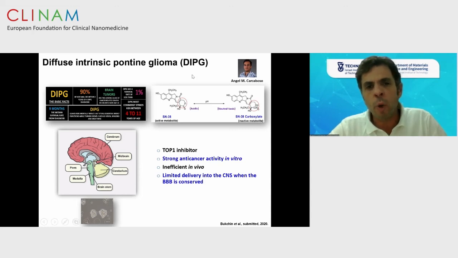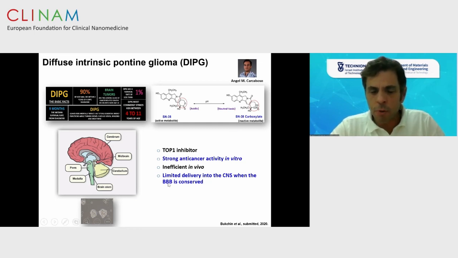And in this project, we were especially interested in delivering the anti-cancer drug SM38, which is a camptothecin, a very potent anti-cancer drug, which kills diffuse intrinsic pontine glioma cells in vitro, but has no efficacy in vivo, by using the DIPG model that Angel developed at the Hospital Sant Joan de Déu in Barcelona. So here you see some facts of DIPG.